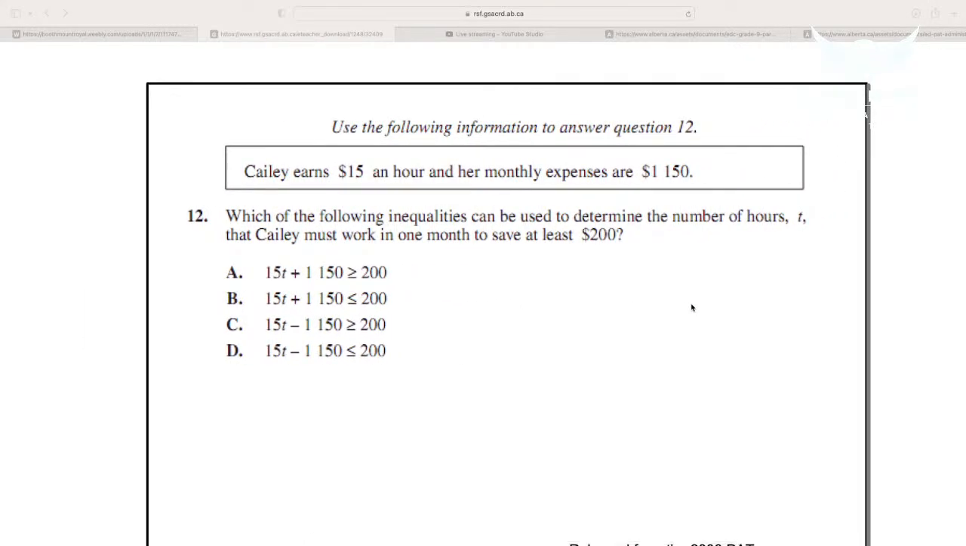Next question. Kaylee earns $15 per hour and her monthly expenses are $1,150. Which of the following inequalities can be used to determine the number of hours T that Kaylee must work in 1 month to save at least $200? Okay, let's do it.